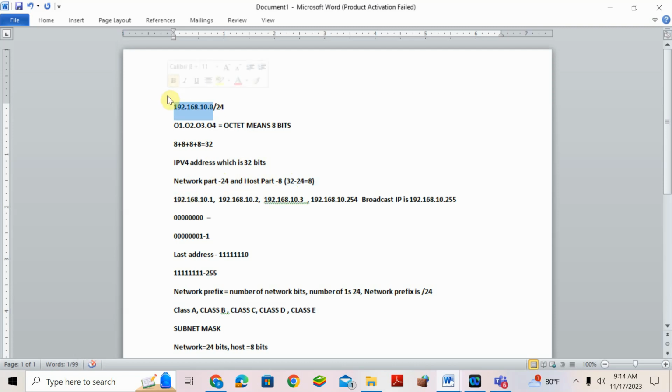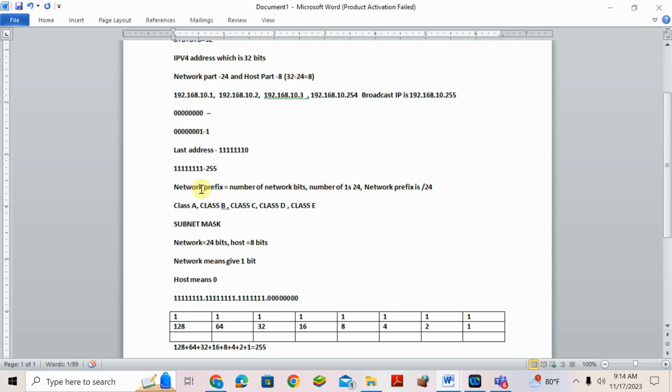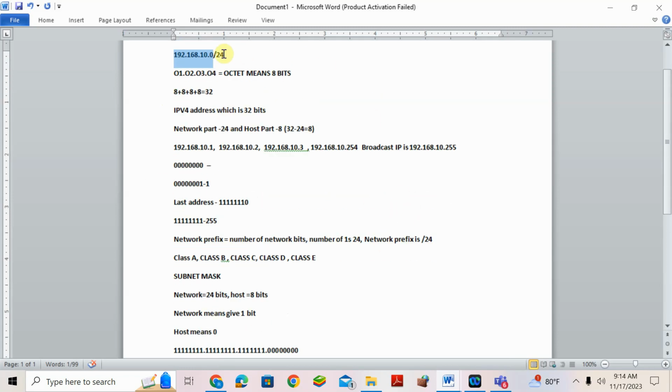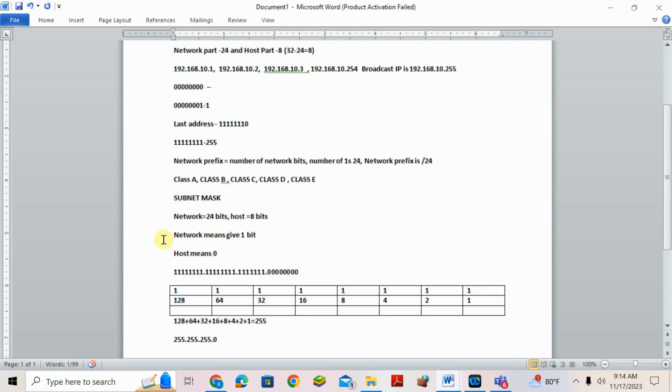Always the first address is the network. Then the remaining will be IP addresses or host addresses, which can be given to the computers: 10.1, 10.2, 10.3 like that. And the network prefix means the number of network bits, that is /24. And the subnet mask, you know, for class C 24 bits are network, so for network we put 1. So 8 ones, 8 ones, 8 ones. Convert this and we get 255.255.255.0.